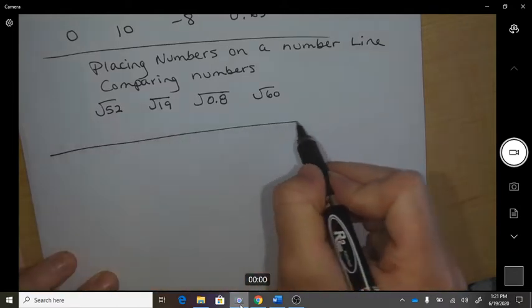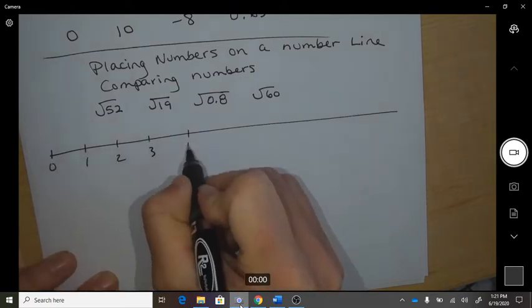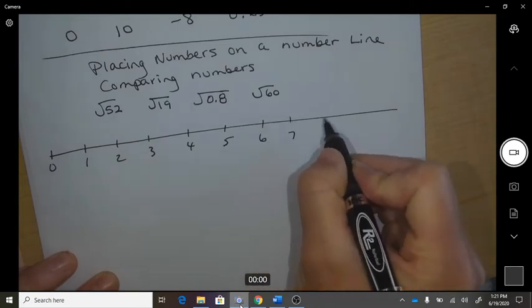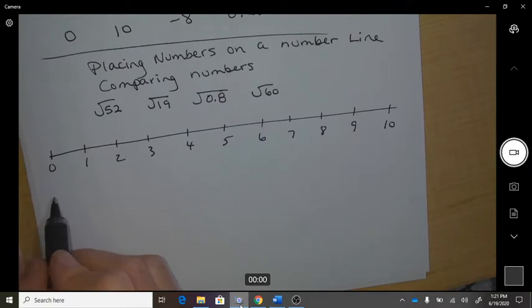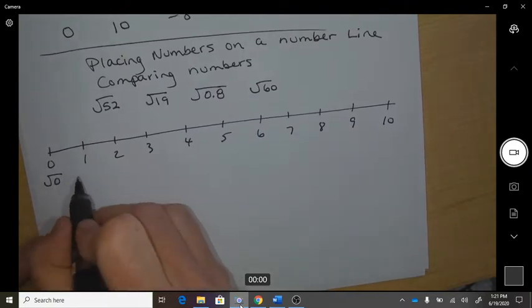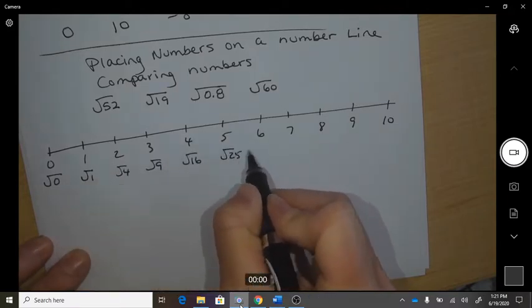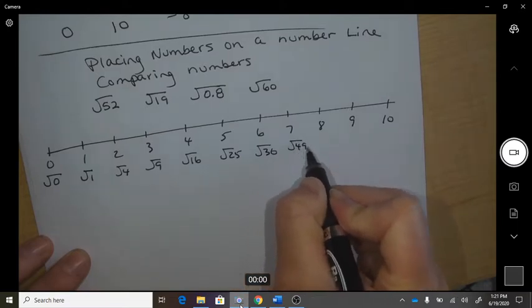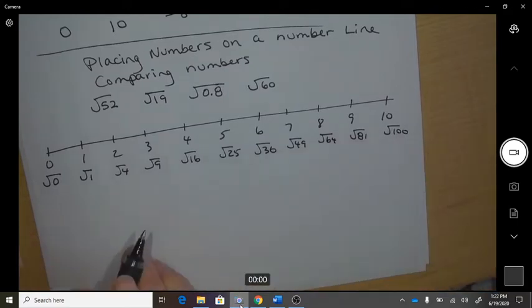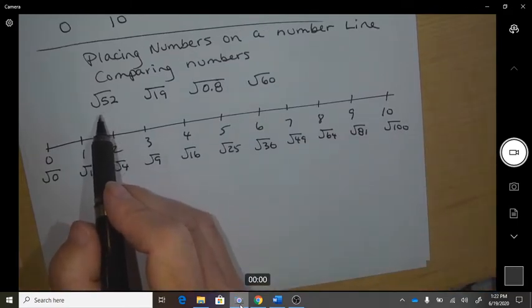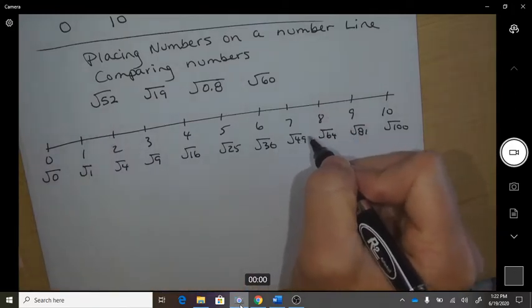So here's what I'm going to do. I'm going to give myself a number line, 0, 1, 2, 3. Okay, so let's just think about the radical that got us this. So this would be root 0, root 1, 4, 9. So again, kind of having all your radical numbers memorized. Okay, so now I can see that the square root of 52 would fall in between 7 and 8.